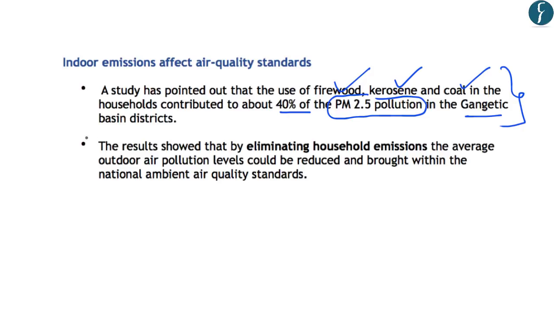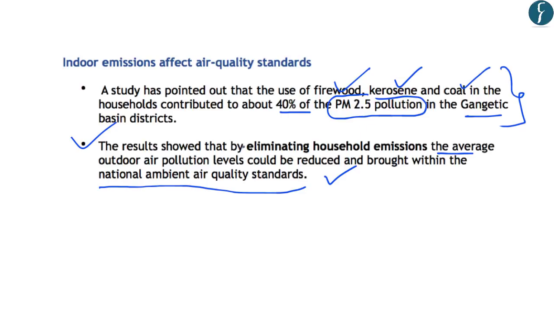Further, this study highlighted that by eliminating household emissions, the average outdoor air pollution levels could also be reduced and brought within the national ambient air quality standards limits. So by eliminating the household pollution, the air pollution levels in the outdoors can also be reduced. So this is a key takeaway from the study which is conducted by IIT Delhi.